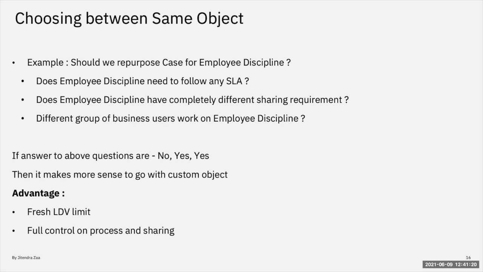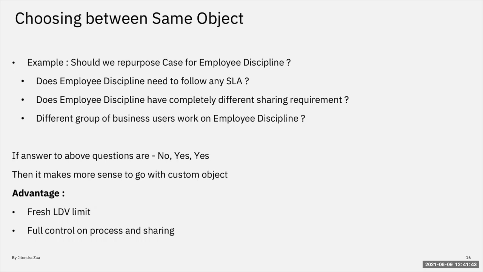Also, before creating a new custom object, think about it. I'm just taking an example of case versus custom object at the moment. Does the custom object need to follow SLAs? Do we have a requirement that we need to reply to someone within 4 hours, within 8 hours? How many options do I have? I have only two options.